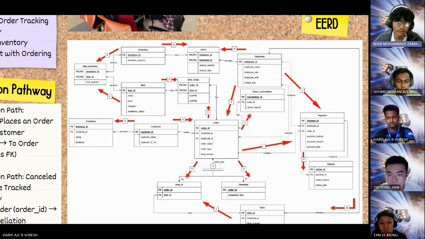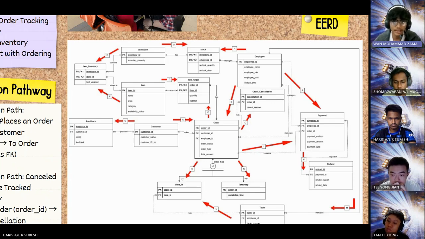Then let's talk about the refund and payment relationship. The refund table is linked to the payment table using payment ID. This relationship ensures that every refund is tied to a specific payment with additional details like refund reason and refund date. I think that's all for me. I'll pass to my friend for the next part.